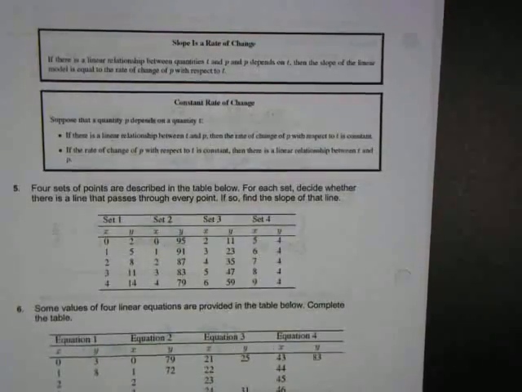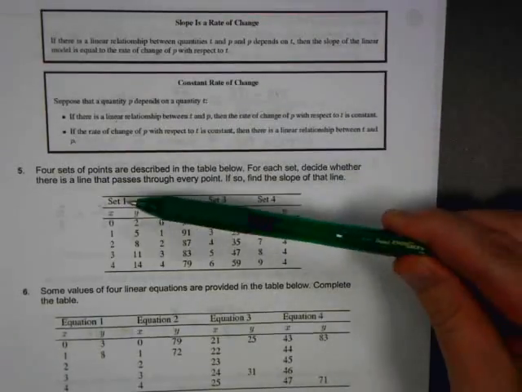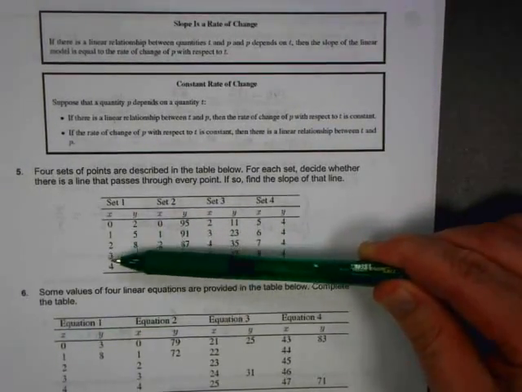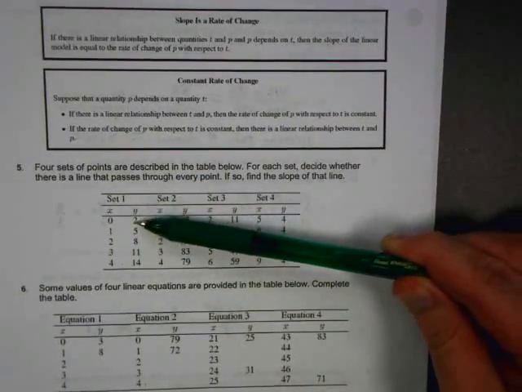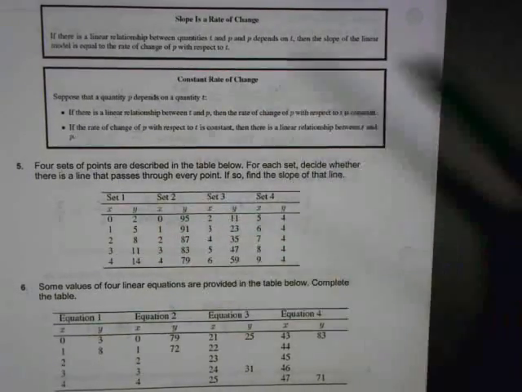Okay, so here's what they mean. Let's look at number 4 here. It says 4 sets of points are described in the table. Decide whether there is a line that passes through them. So here's what you're supposed to notice. For set number 1, the X values are changing. They each go up by 1. But the Y values also change. They go up by 3. So does that form a line?